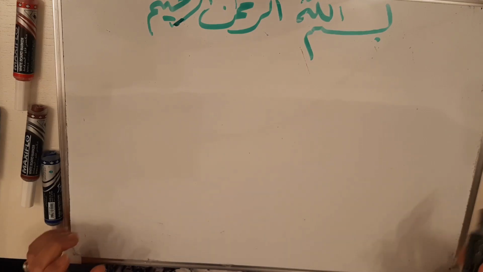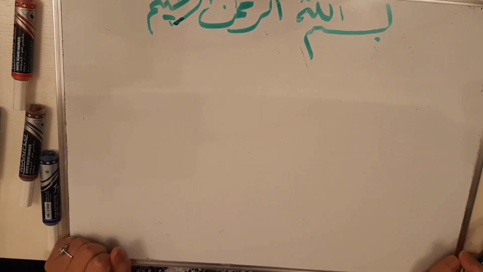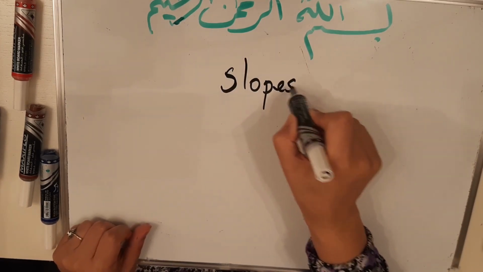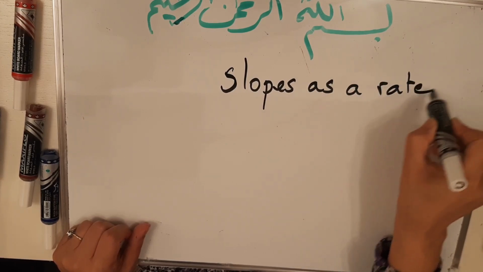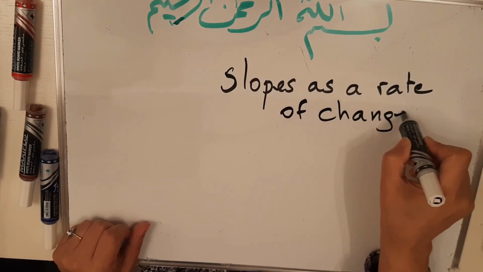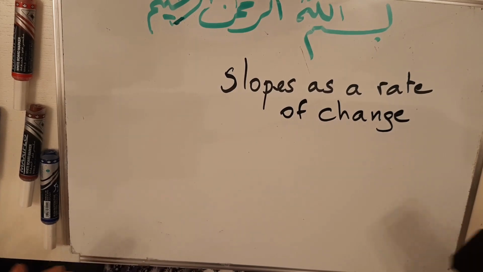Okay guys, this is the second video for your review. We're gonna continue talking about slopes. Slopes as a rate of change. So in physics, maybe at your level, half of physics is going to be about slopes.